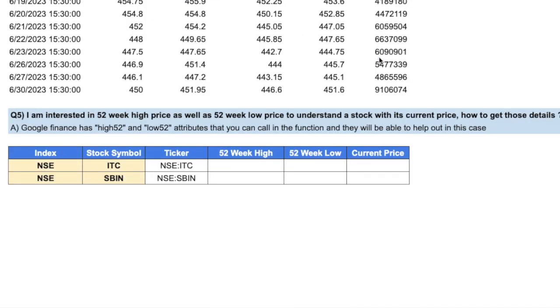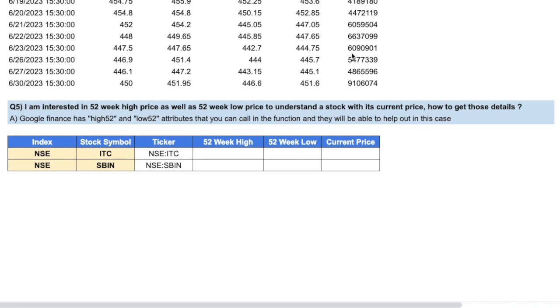Okay, now the last question will cover the 52 week high price and the 52 week low price to understand the range of a stock in 1 year of its trading. So let's say you are interested in these two stocks. We already saw in question one how to get the current price. It's very easy to get the current price.